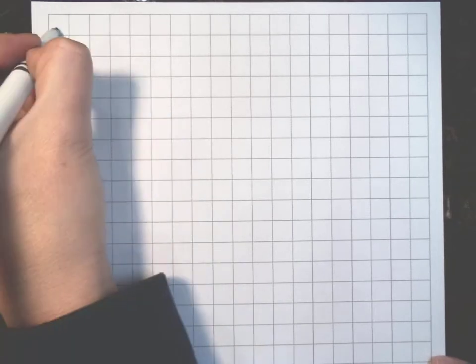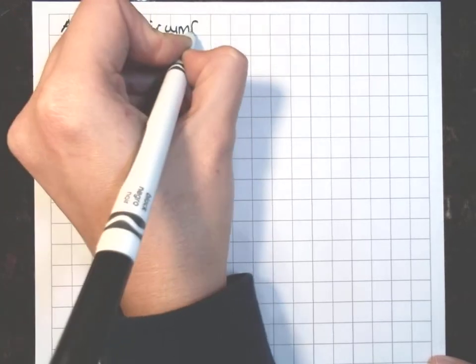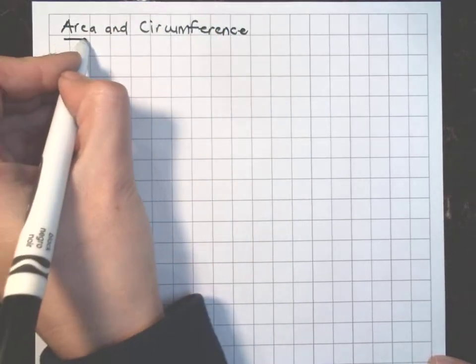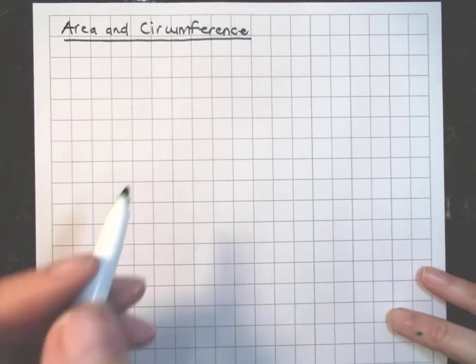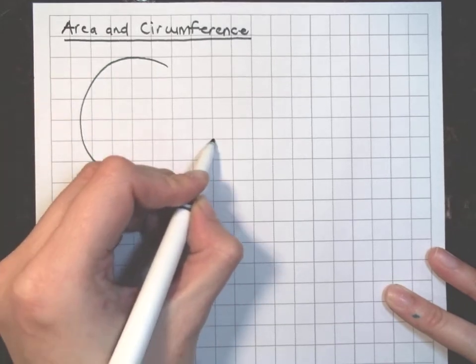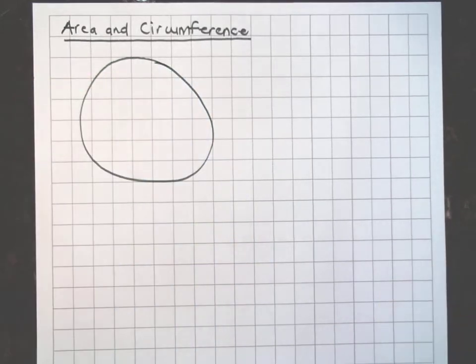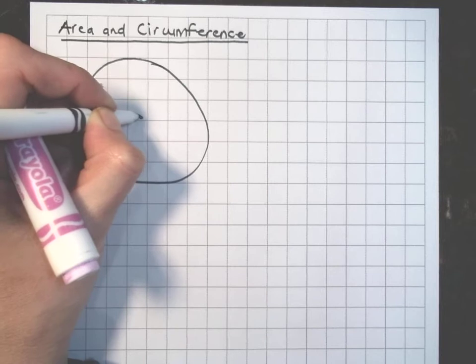Okay, we're continuing with our circle unit, and today we are going to be talking about area and circumference. So we're going to draw a nice, good-sized circle. Okay, and then we have our center.